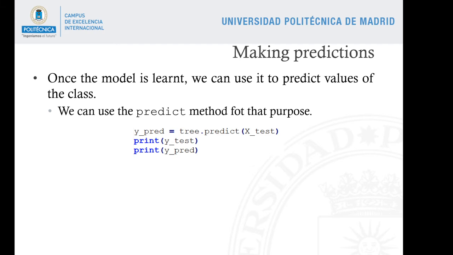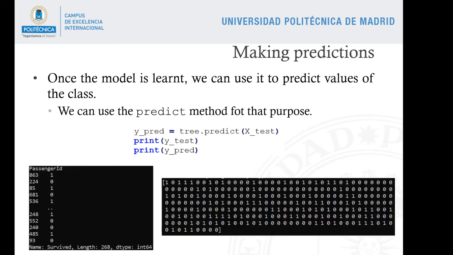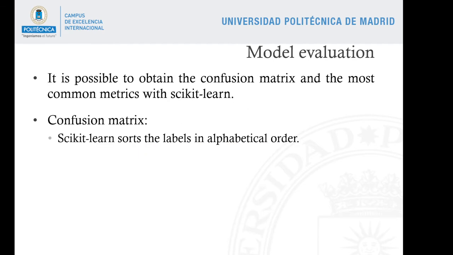Well, here we have the predict. Okay, this is what we have just obtained. And what we can do is to obtain the confusion matrix.